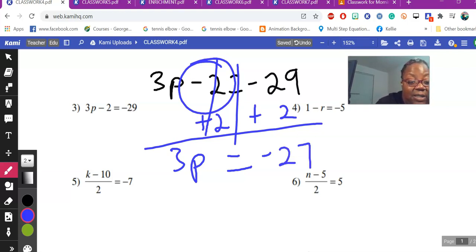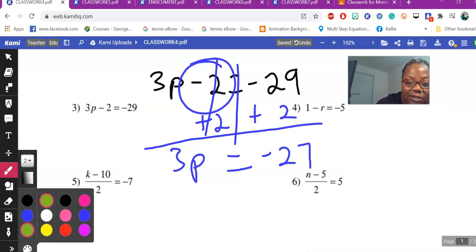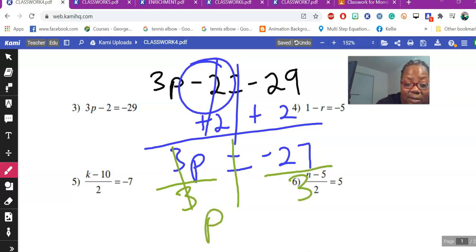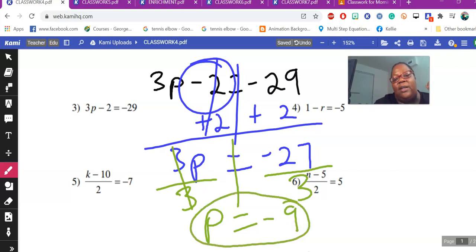So if you look, p is still not by itself, but you did knock it down to a one-step equation now. So now we divide, because 3p means multiply, so we will now do the opposite of what we see, which is divide. Divide by 3 on that side, divide by 3 on this side. This cancels out, leaving p, and then negative 27 divided by 3 should be 9. Negative 9. So final answer for this one, p equals negative 9.